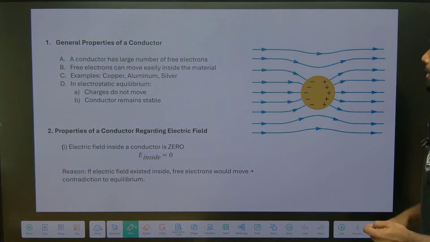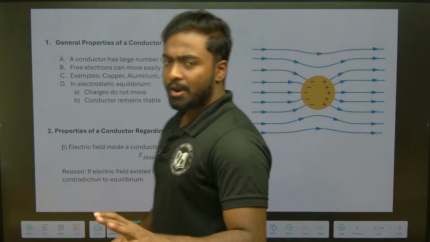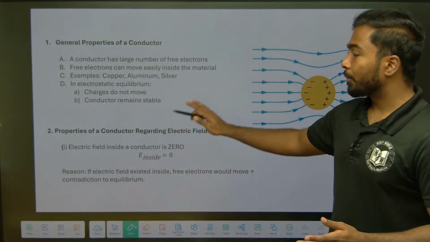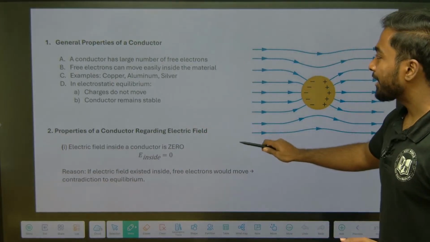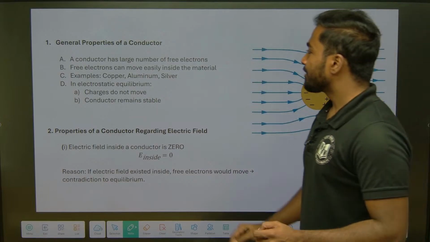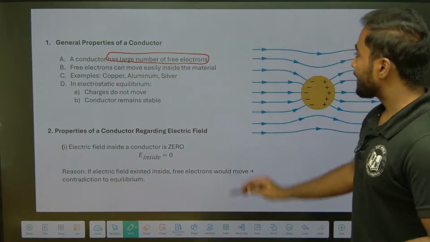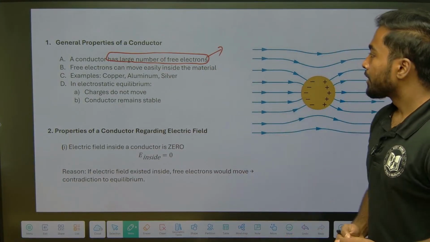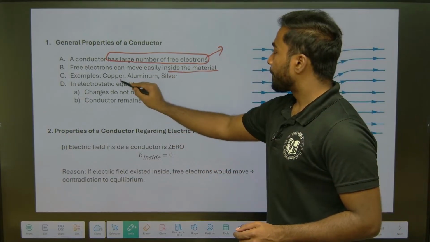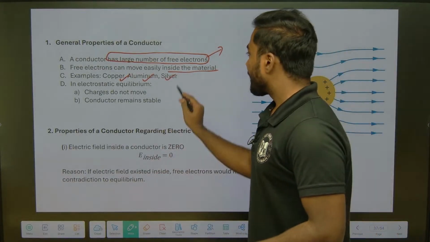So, general properties of conductors. Now we are coming to the conductor's point of view. We have completed electrostatics and potentials, and now capacitance is next. Before starting capacitors, we need to know some properties of conductors. A conductor has a large number of free electrons, which allows the flow of current. Free electrons can move easily inside the material. Copper, aluminum and silver are examples of conductors, and there are more.